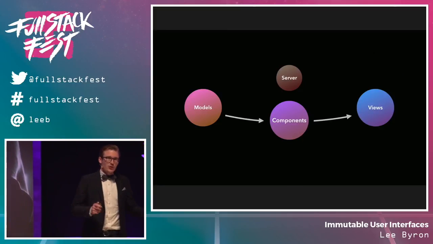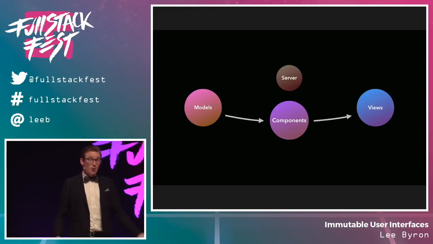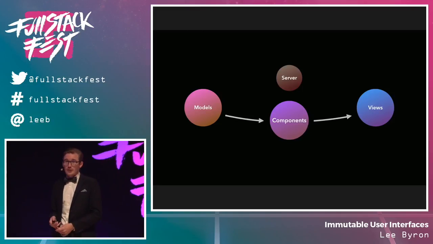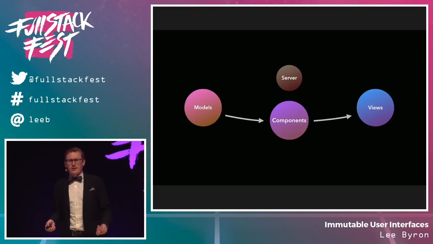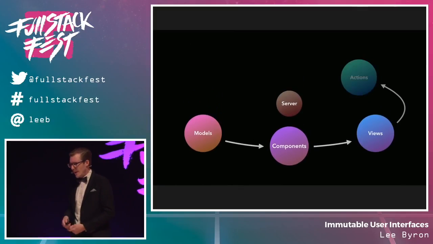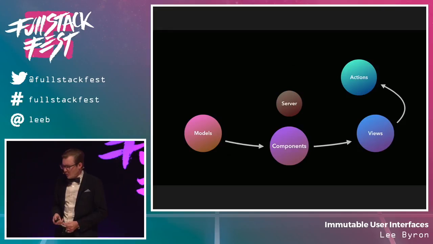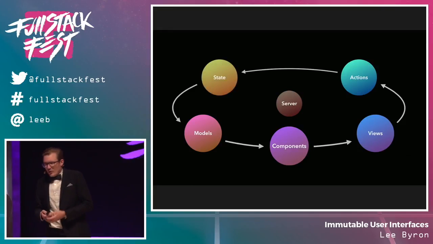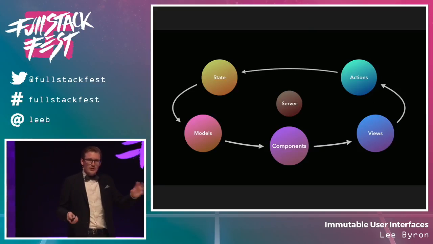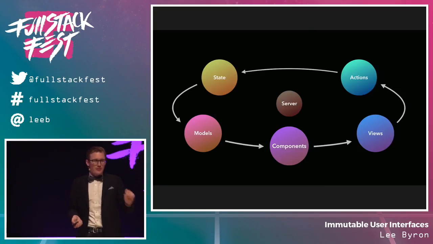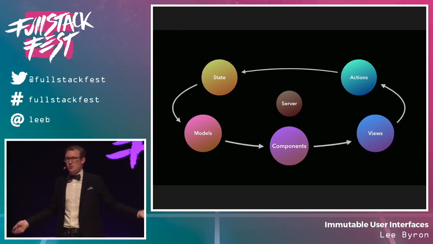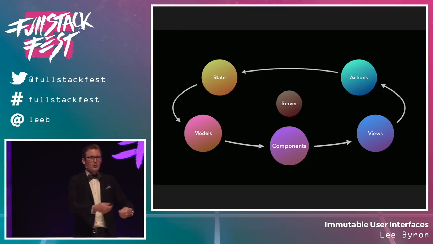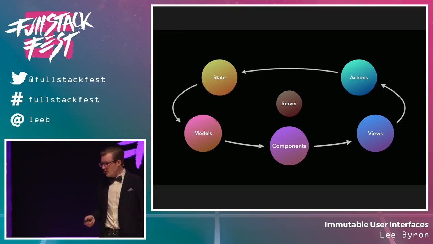OK, so what we have so far is great for a read-only app, like maybe a news reader or something like that. But what about apps where we have actions? We have stuff where a user is going to interact with our views. We need to perform actions. And we have these models that are immutable, so we're going to need one place where we can apply those changes. We're going to call that state. It's really just like a bucket where we can hold on to all of our models.